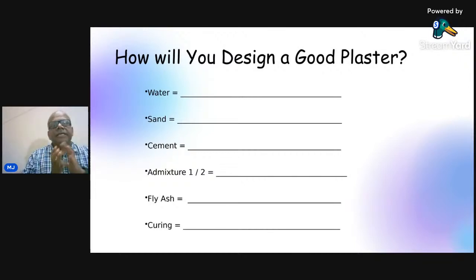Fly ash is the next point. We will have fly ash because fly ash will reduce your heat of hydration and internal heat, as in the first 8 to 10 days it will stop any cracking happening. Curing, you need very nice curing.